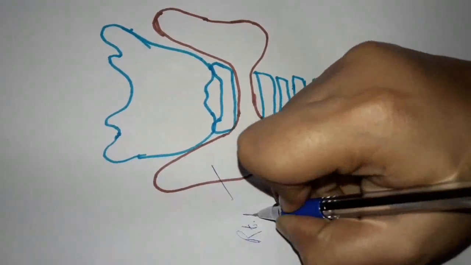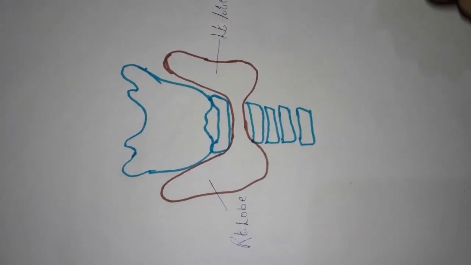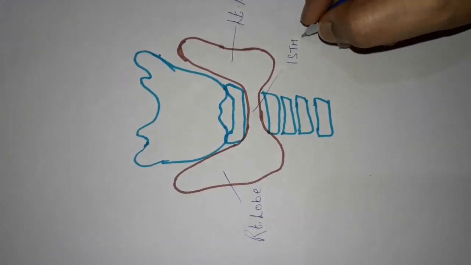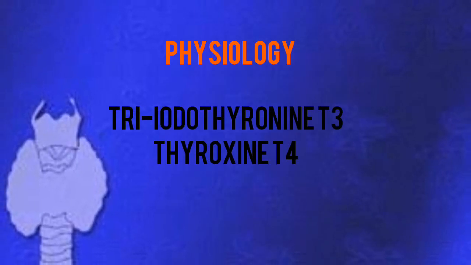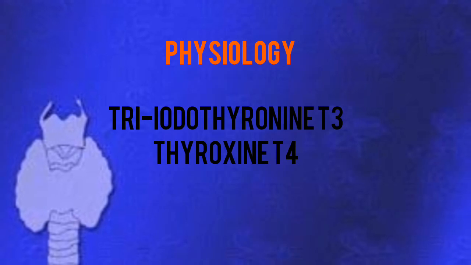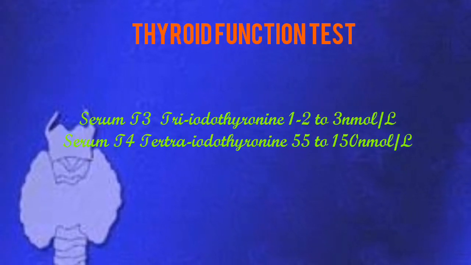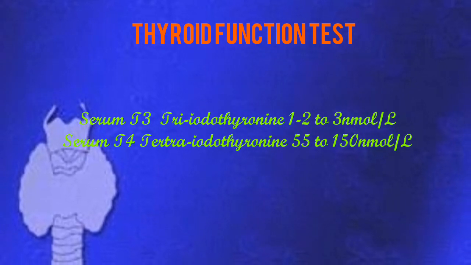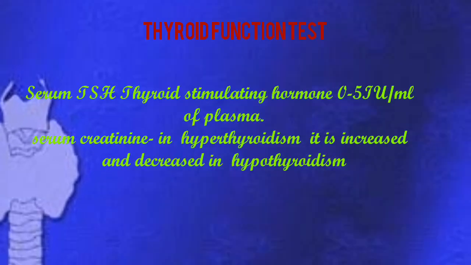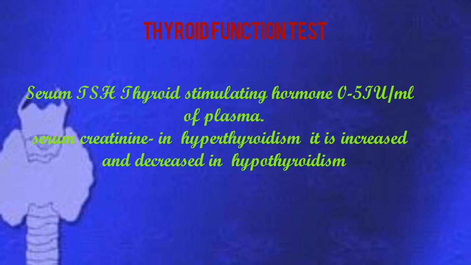Thyroid gland is an H-shaped gland consisting of right and left lobe and an isthmus. Thyroid gland secretes triiodothyronine and thyroxine. Thyroid function test. Serum T3 should be 1 to 3 nmol per liter and serum T4 should be 55 to 150 nmol per liter. Serum thyroid stimulating hormone should be 0 to 5 international unit per ml of plasma.